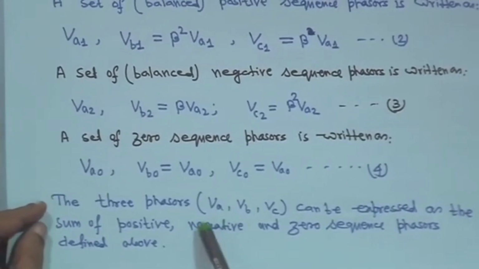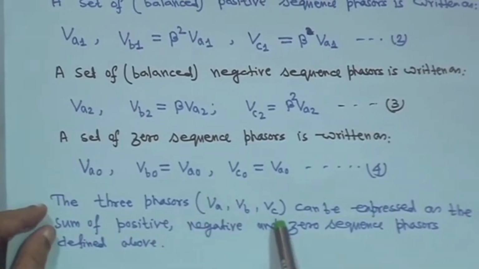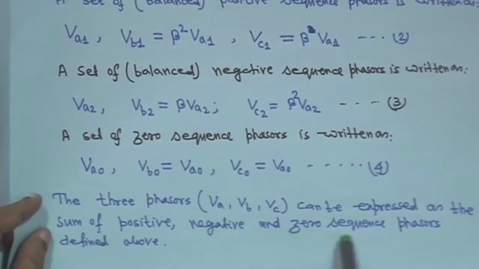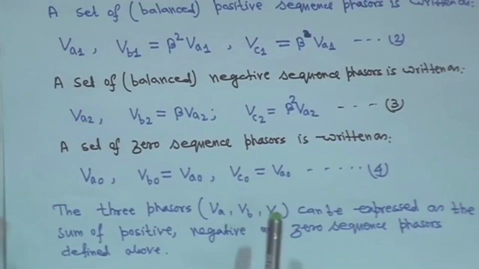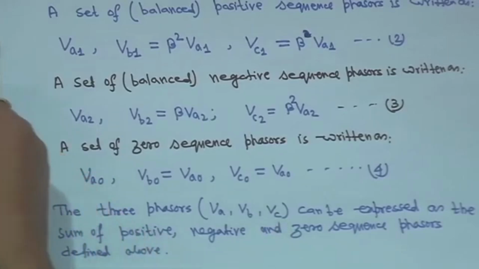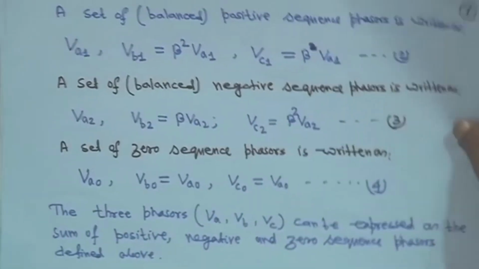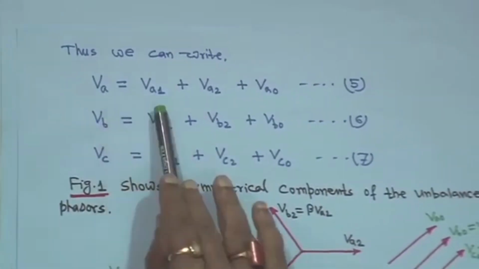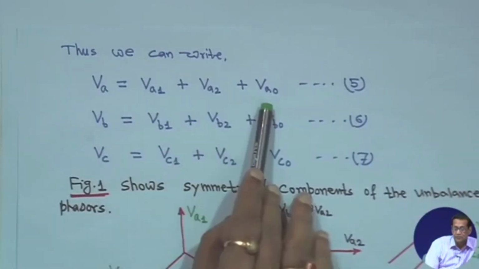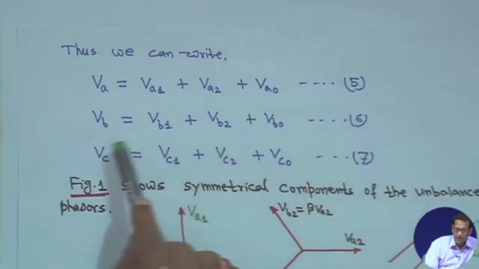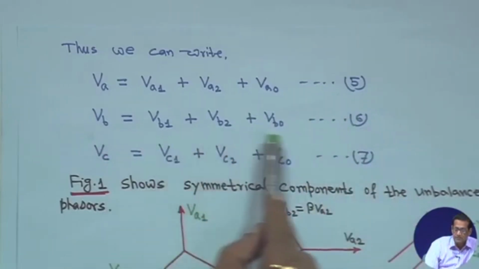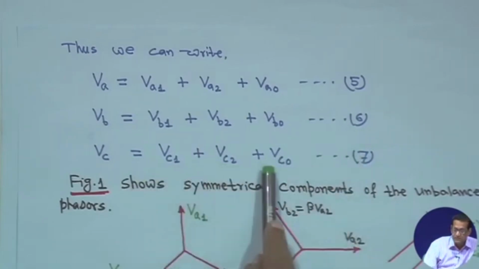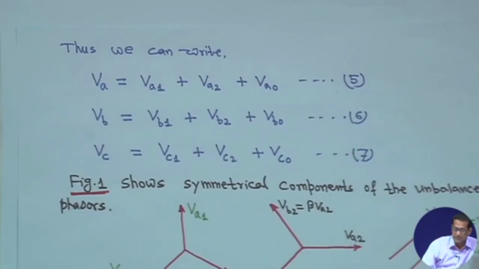Now, these three phasors Va, Vb, Vc can be expressed as the sum of the positive, negative and zero sequence phasors defined above. That means Va is equal to Va1 plus Va2 plus Va0, this is equation 5. Vb is equal to Vb1 plus Vb2 plus Vb0, equation 6, and Vc is equal to Vc1 plus Vc2 plus Vc0, that is equation 7.